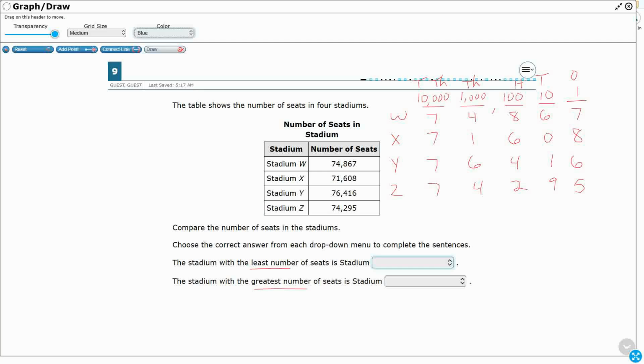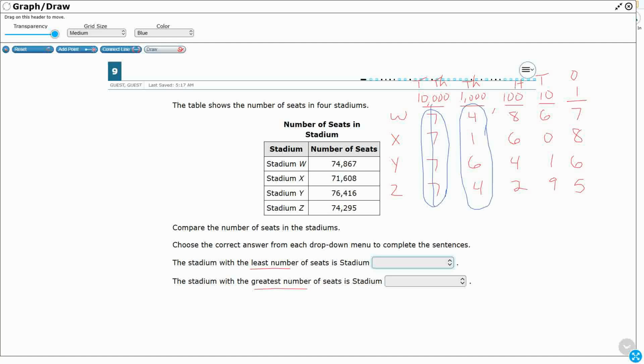We start with the largest place value first. So we're going to look here first, because when we're looking for the largest number or the smallest number, you start with the largest place value. Right now it's the 10,000th place. Every single one of them has a 7 in the 10,000th place, which means this doesn't help us. If we're looking at it, they're tied. They're equal.